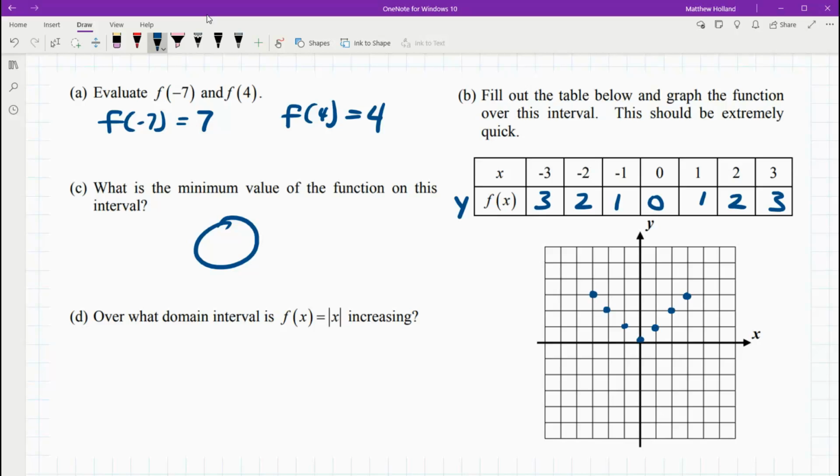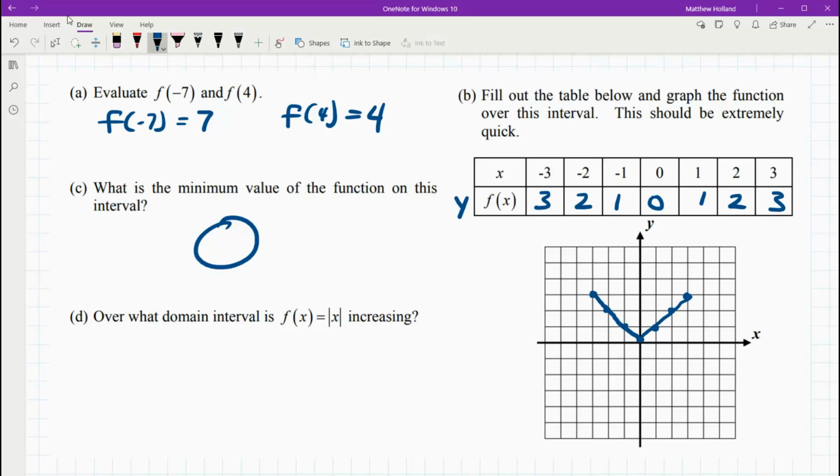I don't know if they want me to connect these points, but let's just say we do connect those points. So this is generally what the shape of the absolute value graph looks like. It's always going to be a V shape. There's a couple things you can do to slide it around, but it's always going to be that V shape. And over what domain interval is f of x increasing?